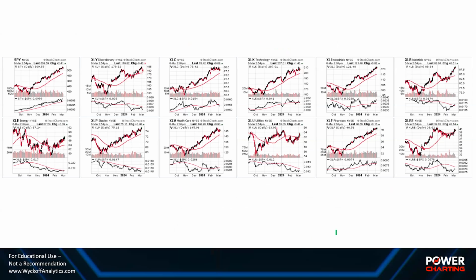Now, let's start with a view of the sectors. And I really want to point out just a couple of things because I want to focus on materials and a little bit on energy, I suppose. But note that most of these sectors on a relative strength basis are underperforming. They're starting to make lower highs. Look at technology. Had an upthrusting action, has already turned back below the peak of early February.